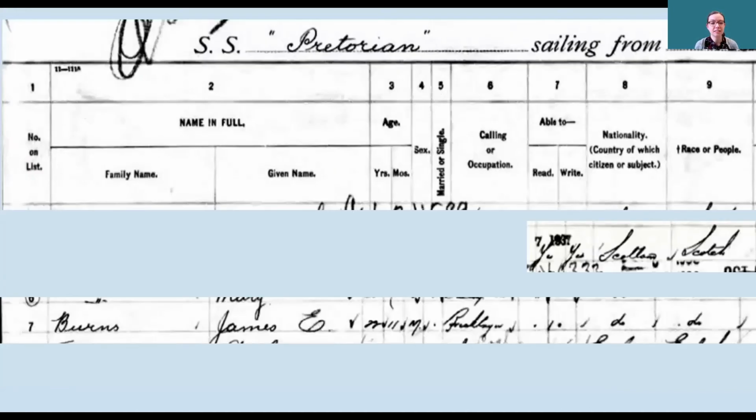Let's zoom in here and take a look. So we can see in this line that I've highlighted, we have a 22-year-old single man named James E. Burns. He's a bricklayer. He can read and write, and he is a Scotsman from Scotland. His last permanent residence was in Scotland, a town called Kilmarnock. And then in column 11, where it says name and complete address of nearest relative or friend in the country he is leaving, he says his father, David Burns, with an address of 9 Arbuckle Street in Kilmarnock.